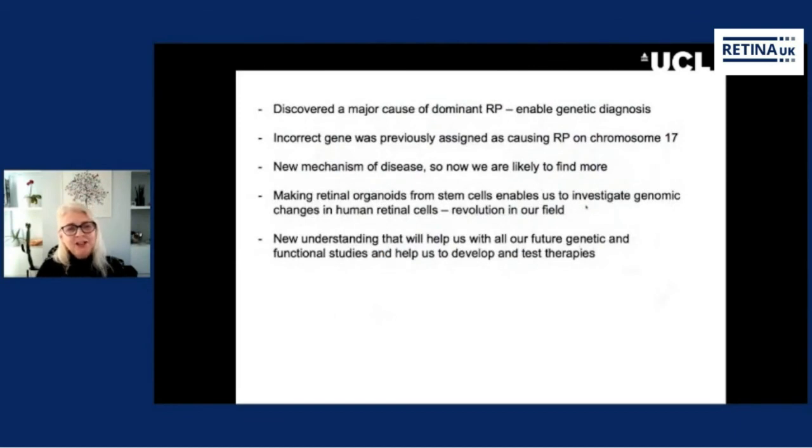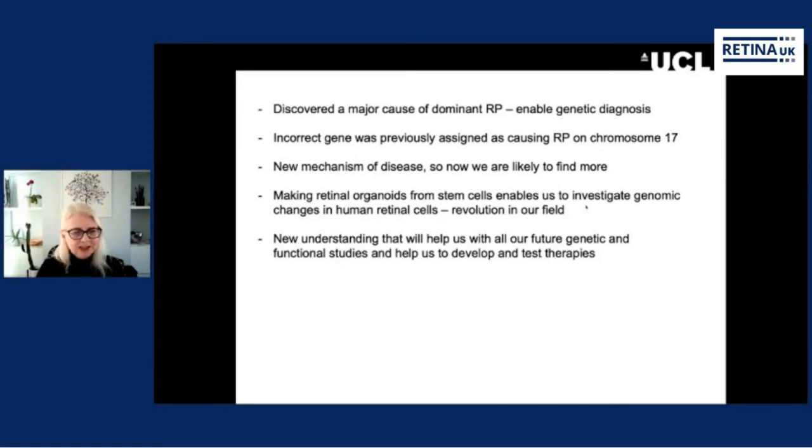So hopefully you can appreciate that we've discovered a major cause of dominant RP, and that now enables us to do diagnostic tests in those families and in unsolved individuals. What's interesting is there was an incorrect gene that was previously assigned as causing this form of RP on chromosome 17, and that is now incorrect. So now we have a correct cause of this condition. Not only that, we've discovered a whole new mechanism of disease, this altered 3-dimensional chromosome structure and DNA structure.